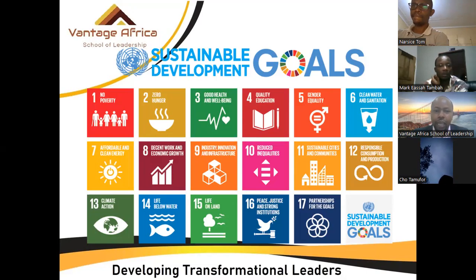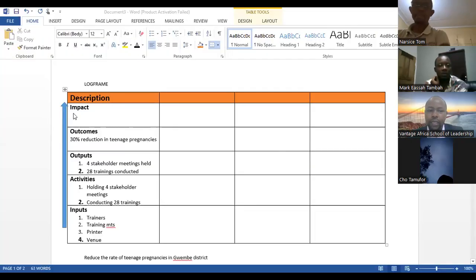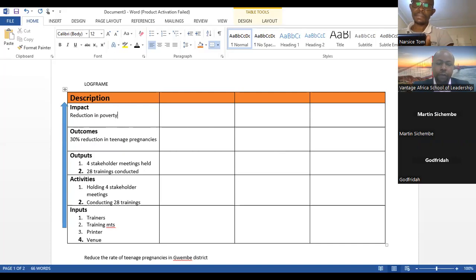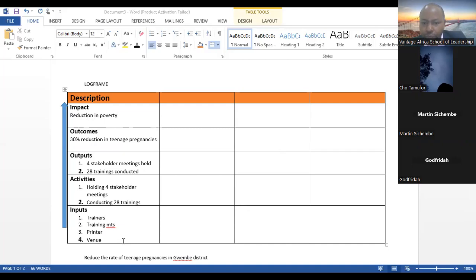Okay. Now, Martin, would we be too lost to say that your impact is a reduction in poverty? Would we be too lost? Yeah, so we could say poverty. I've gotten your point. Great. Reduction in poverty. So that is very important. If you understand this process, this is a very, very important component in monitoring and evaluation.